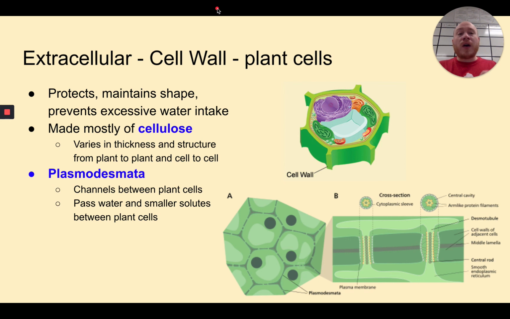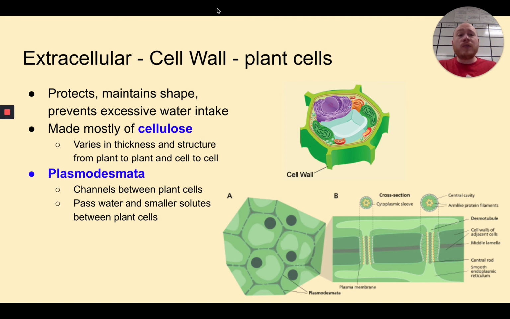In terms of outside the cell, there's what's called the cell wall, and it's found in plant cells. It helps protect the cell, it maintains the shape of the cell, and it prevents excessive water intake, because if the cell didn't have this, anytime it rained, plant cells would just absorb way too much water, and that would be really bad for the cell.